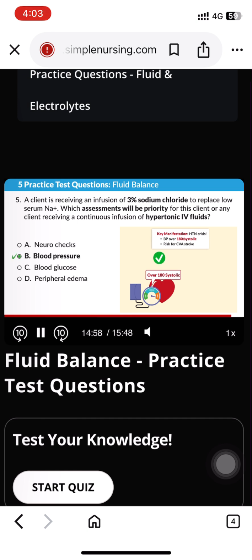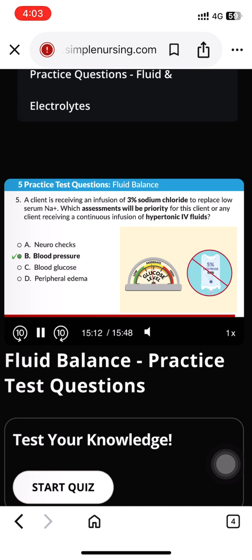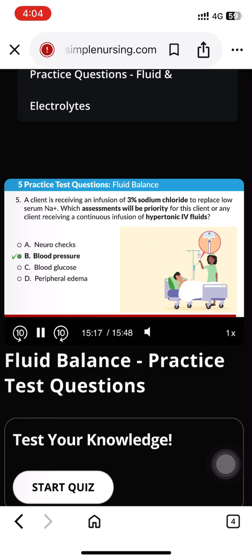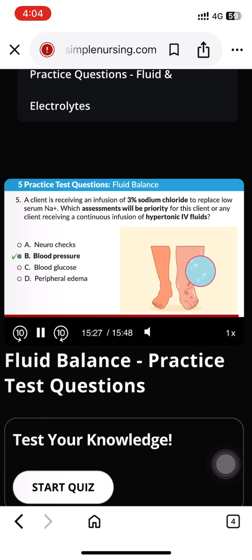Because remember, what kills the client first? Well, in this case, it's a CVA stroke from that hypertensive crisis. Now, C and D are incorrect because C, the blood glucose, this solution doesn't have any dextrose in it, so glucose would not be affected here. Now, if the question stated that the client had a sugar problem like diabetes and was on an insulin drip or something, then it would be a totally different priority. And D is incorrect because peripheral edema, that waterbed-looking skin, does not take priority over blood pressure here.